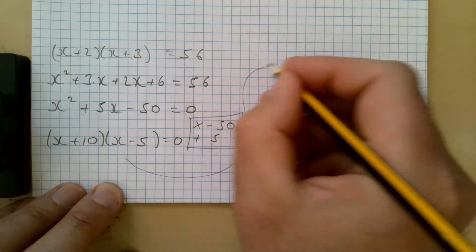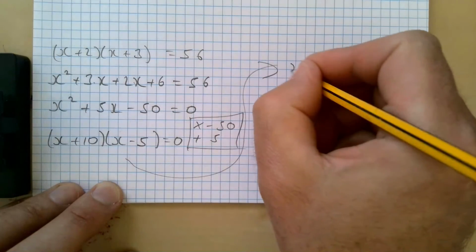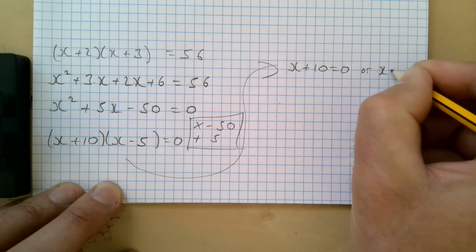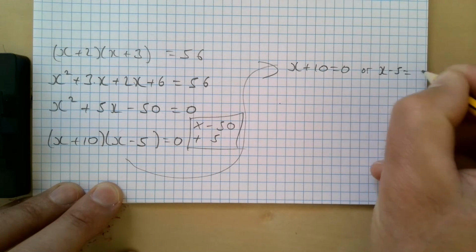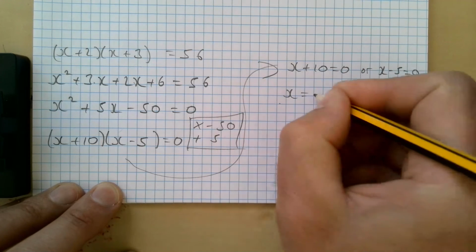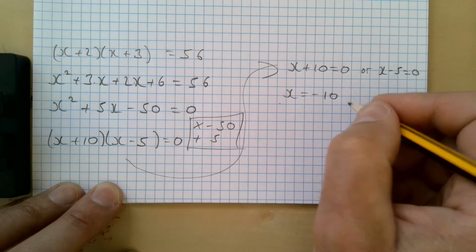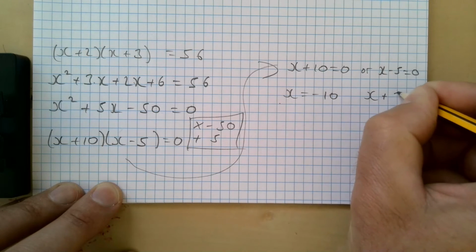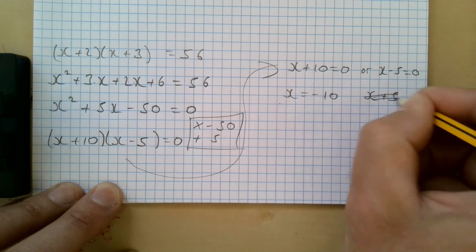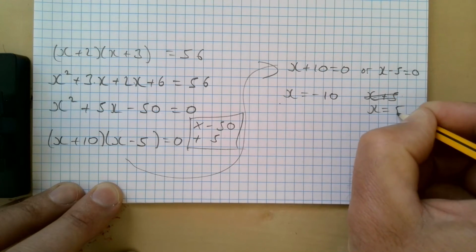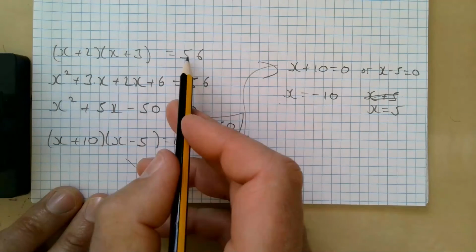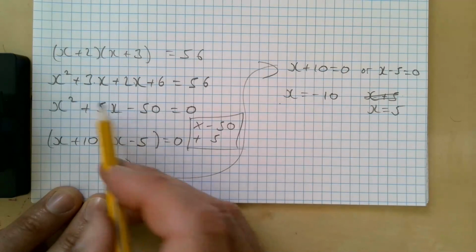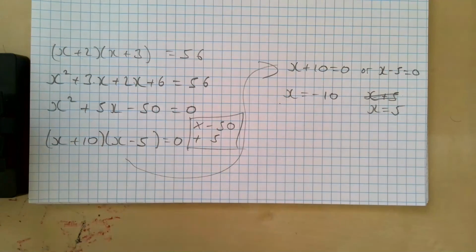We're nearly there. The way we work it is that x plus 10 equals 0 or x minus 5 equals 0. That means x is minus 10, or x is 5. Again, if you sub minus 10 into here, this bit will give you 56. If you sub it into here, it'll give you 56, and so on. Sub it into here, it'll give you 0. These are the two numbers that make this work.